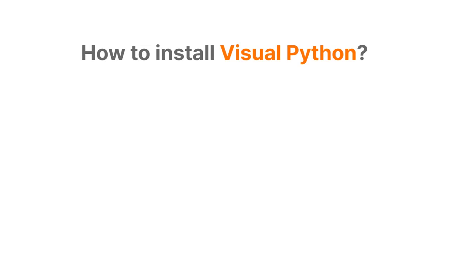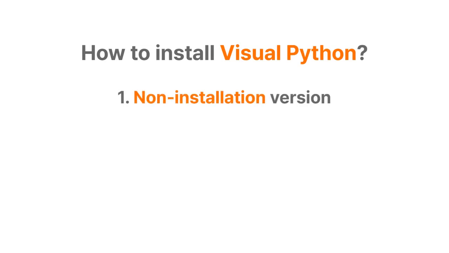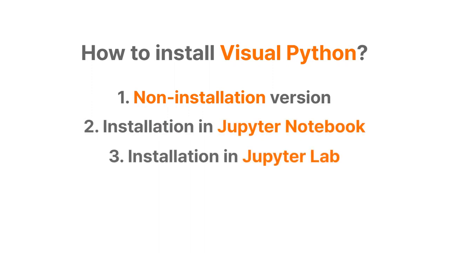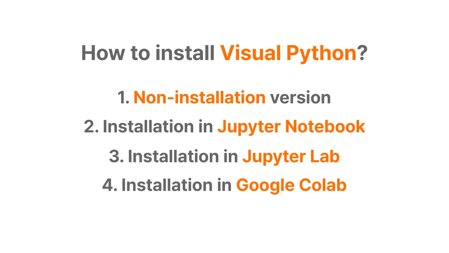There are 4 ways to install Visual Python. Non-installation version. Installation in Jupyter Notebook. Installation in Jupyter Lab. Installation in Google Colab. Each method is explained in separate chapters, so please refer to the one that suits you.